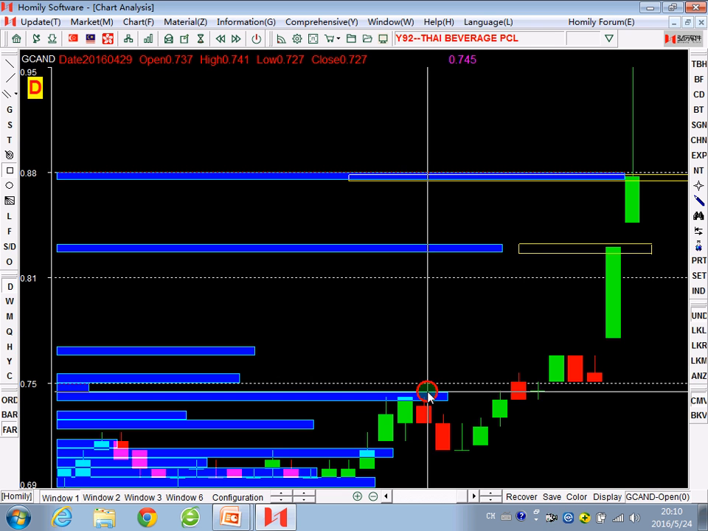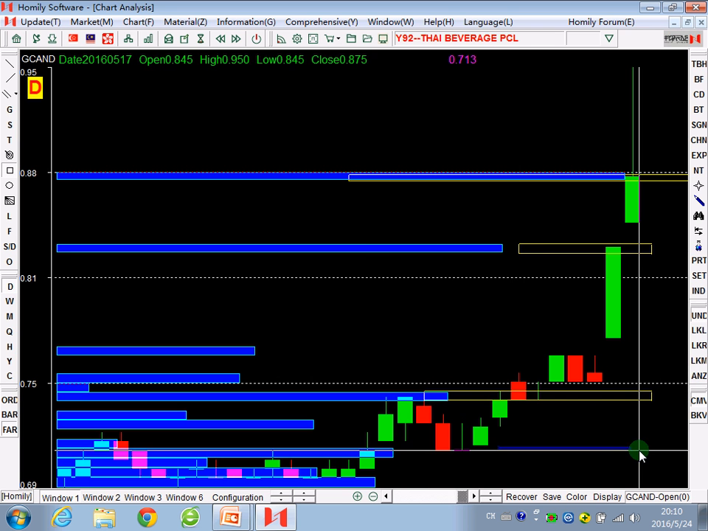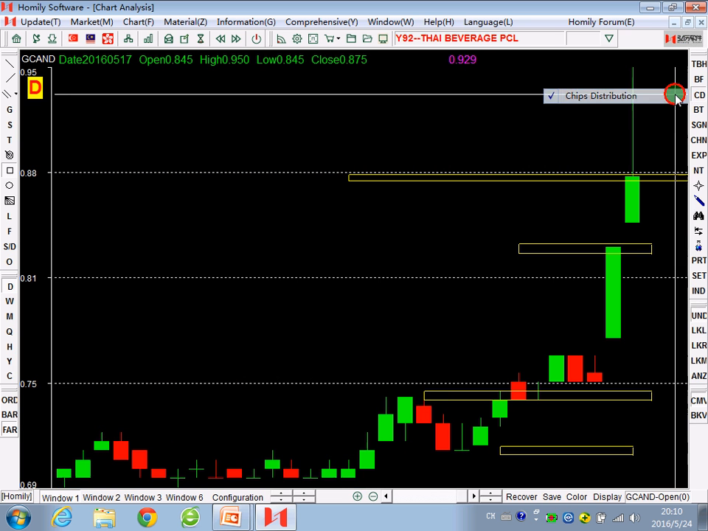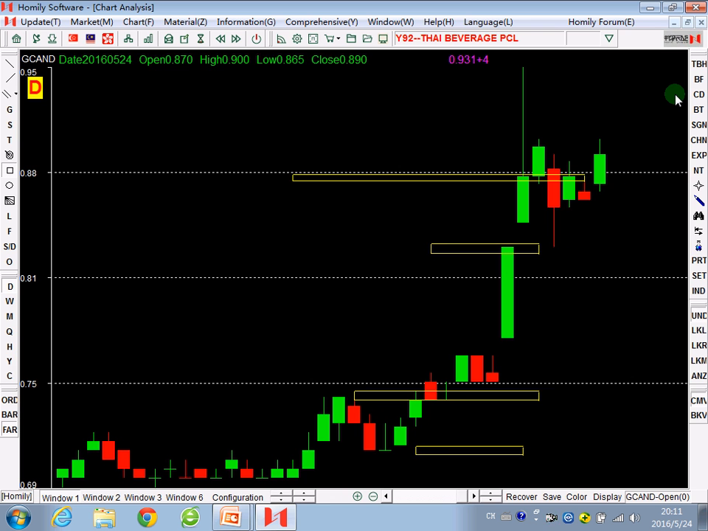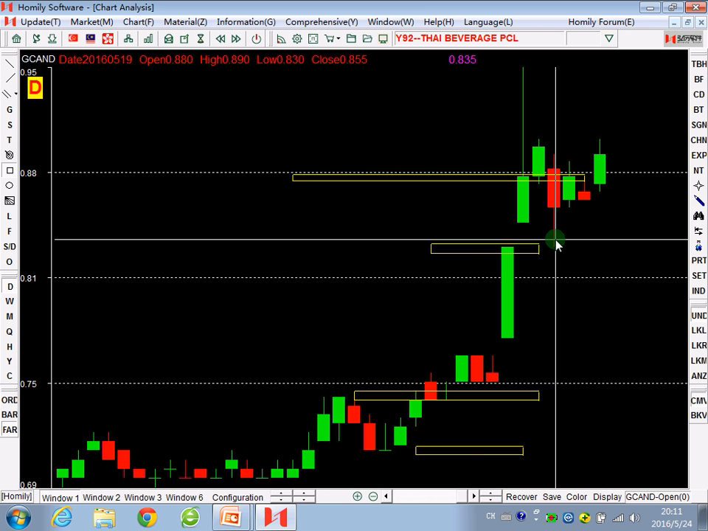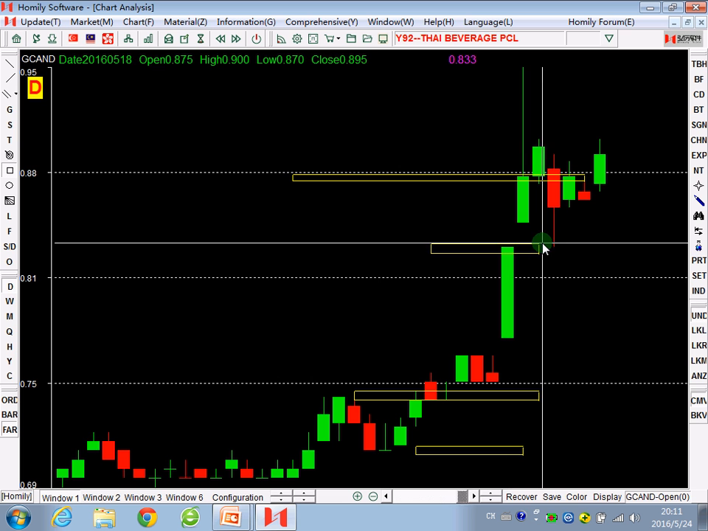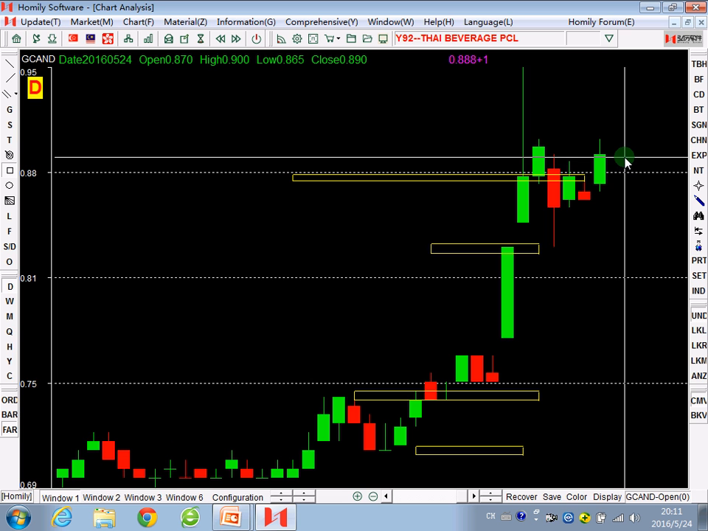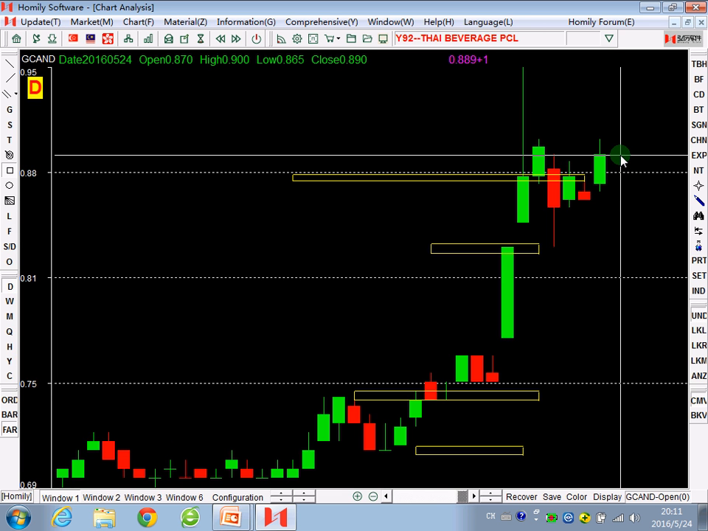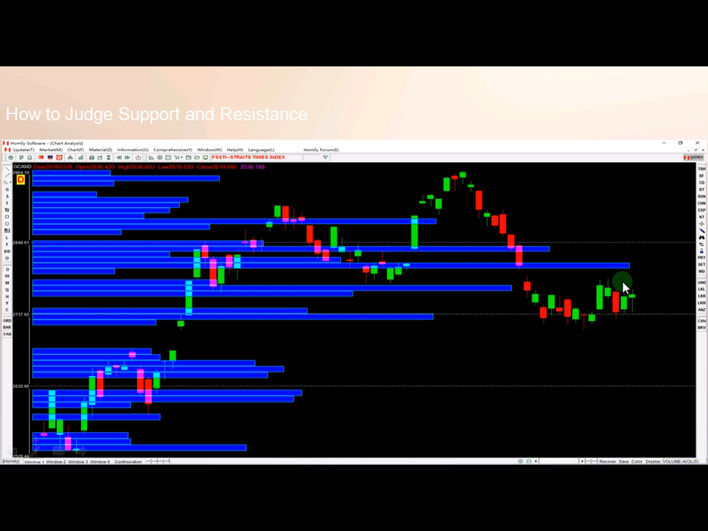Okay, so this is another one. And this one. Okay, then we can click shift distribution again, and we found the price is like this, just touches the support, right? Here is the support. So we know that the lowest price just touches the support and goes up again. So you can use shift distribution to judge where is the support and resistance, and you can use this method to buy low or sell high. Okay. So this is one method to help you to judge the support and resistance.